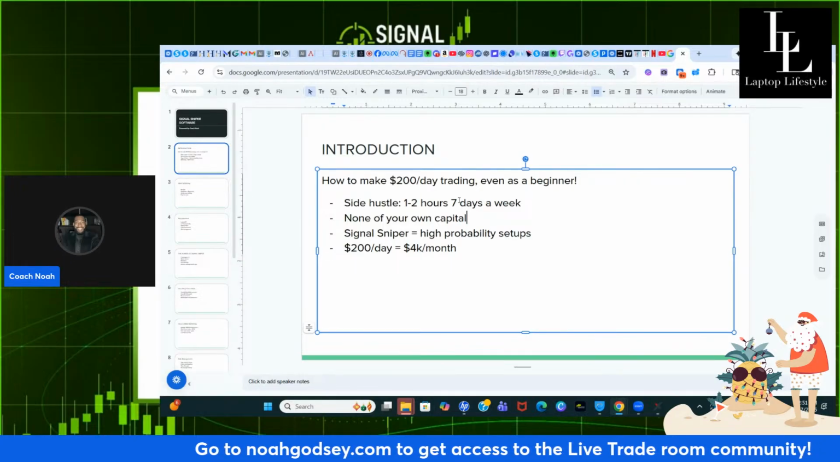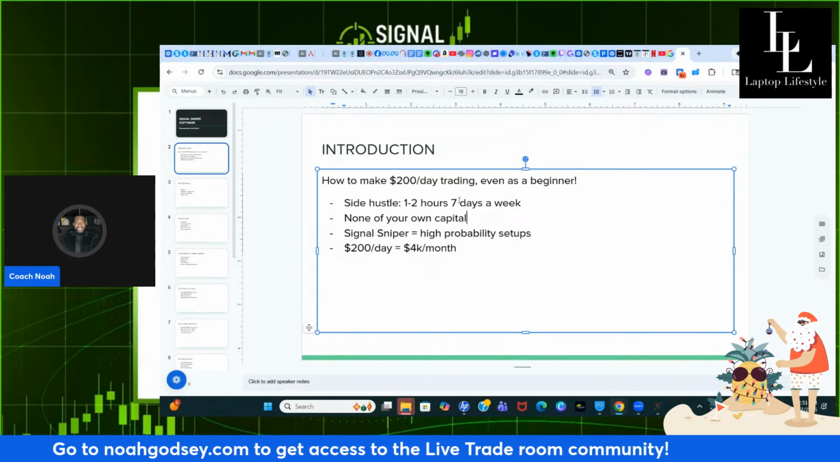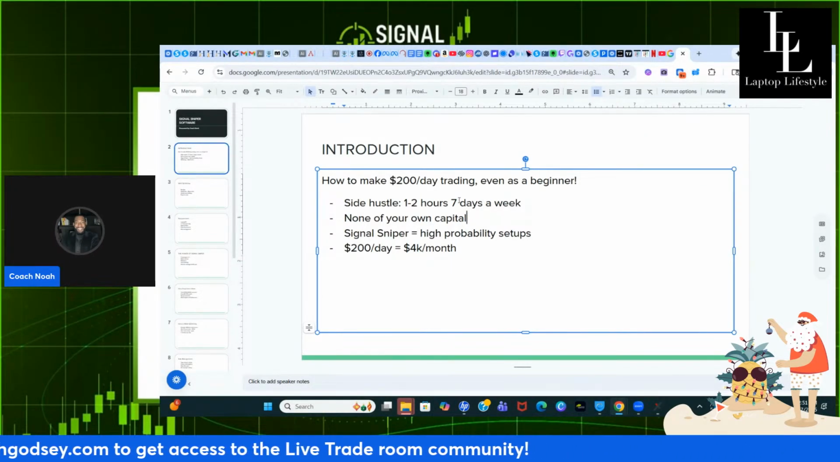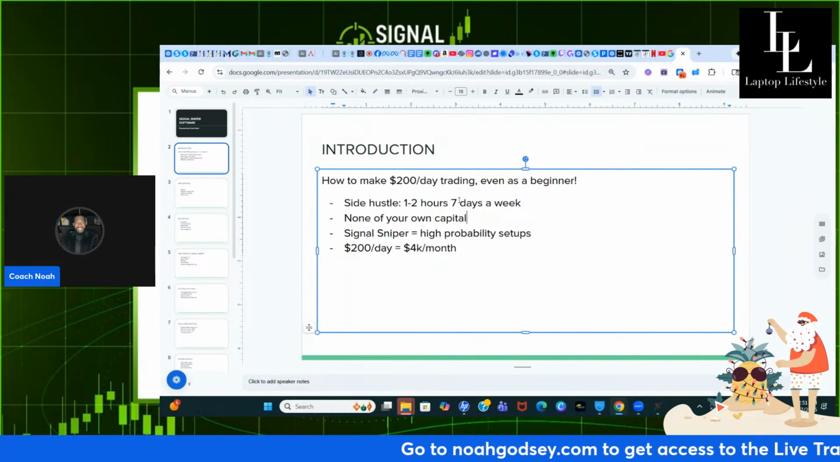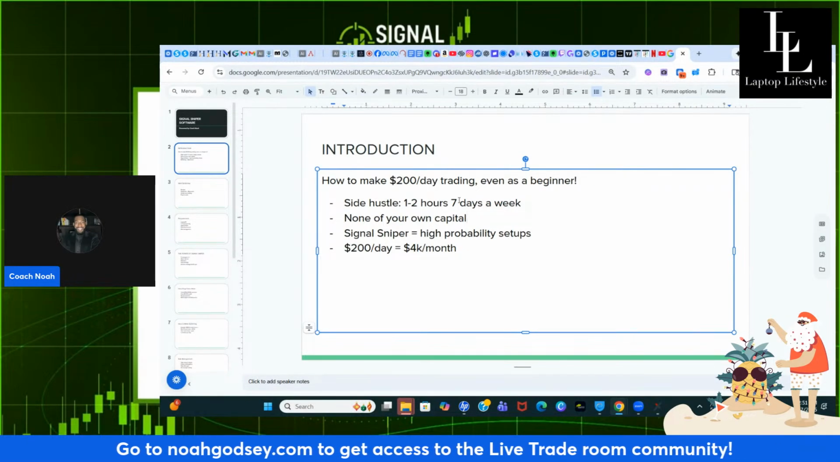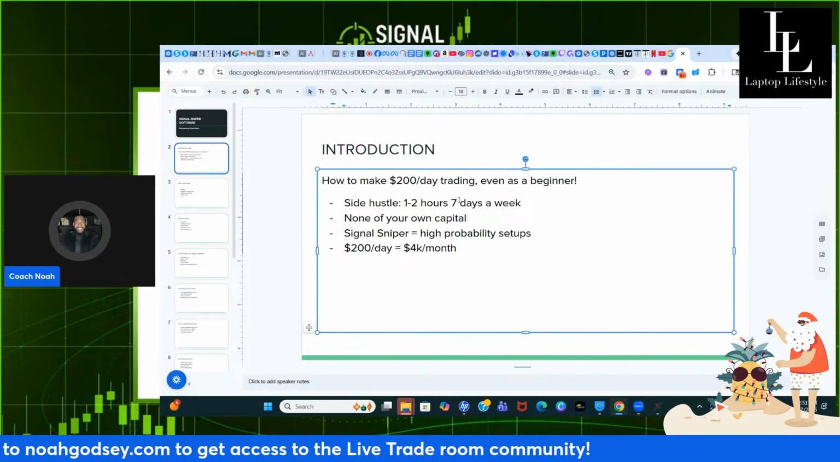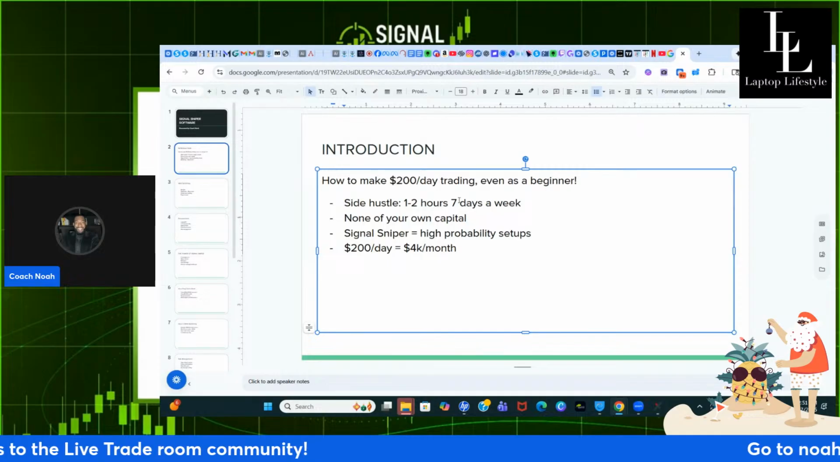And what the Signal Sniper is going to do for you is give you high probability setups. I'm going to show you guys how to draw up your own setup, but on top of that, we're going to have confirmation with the Signal Sniper that's going to give us a high probability setup. Right now I'm noticing about 8 out of 10 wins with the Signal Sniper.